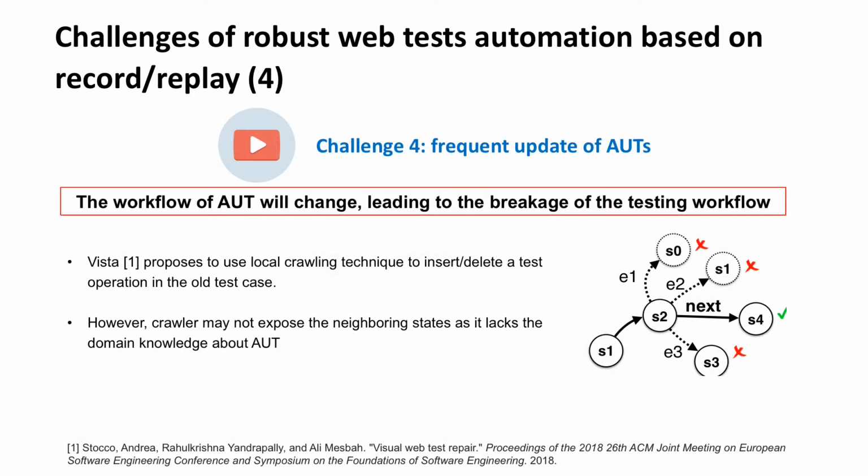The fourth challenge is the frequent updates of the application. The systems deployed in our industry partner are continuously developed. It's common to apply regression testing to ensure the main functions are not violated by code changes. When the workflow of the application changes, the testing workflow of existing web tests also needs to be updated.